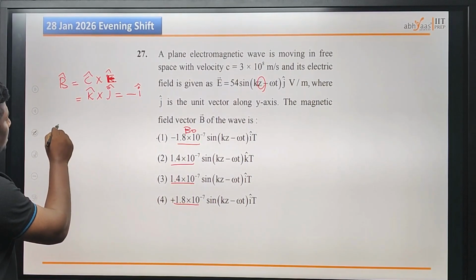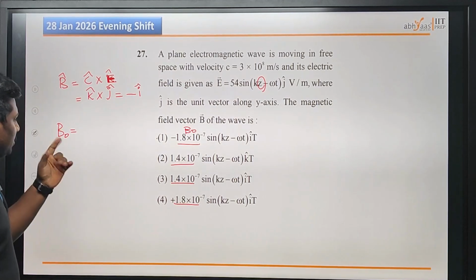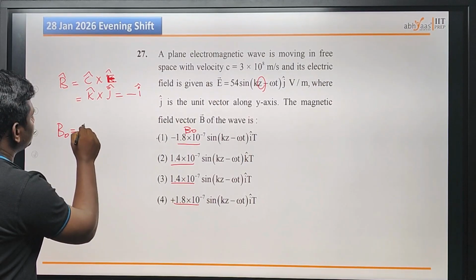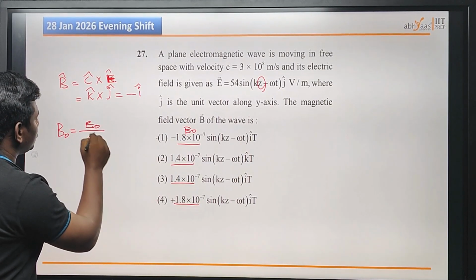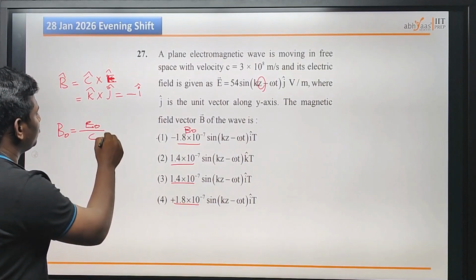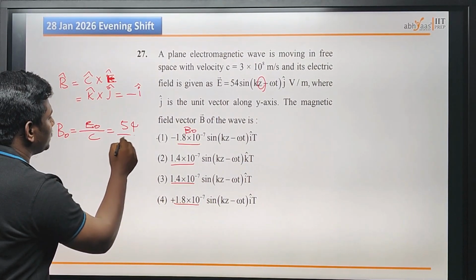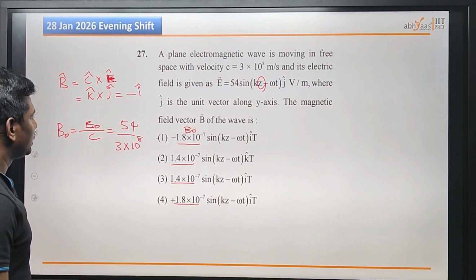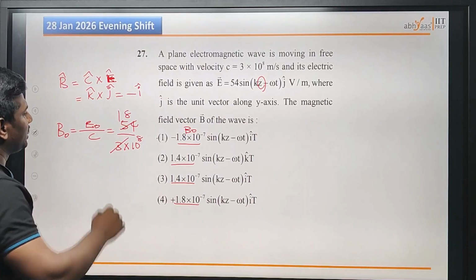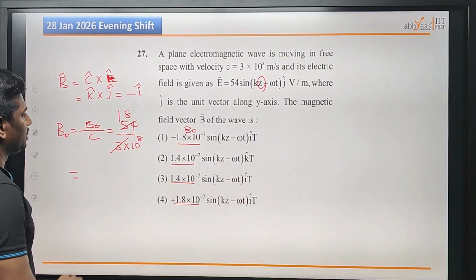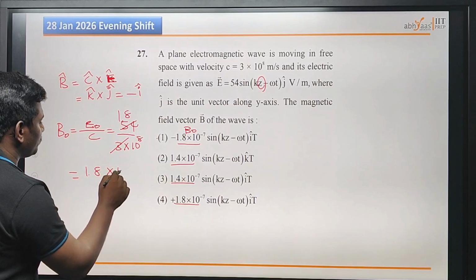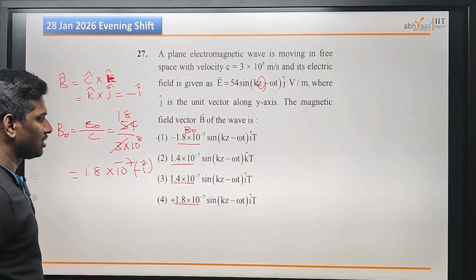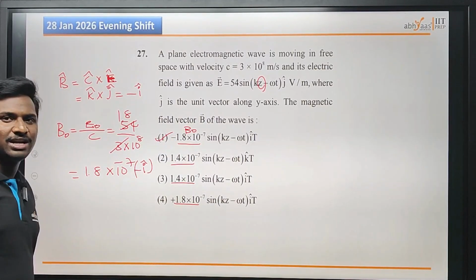So if you want to find the amplitude of the magnetic field, you can simply write E naught by C. What is E naught? 54 by C, that is 3 into 10 to the power 8. So this is 18 times, and from this you can simply write 1.8 into 10 to the power minus 7, in the negative I cap direction. This is your B naught. So what is the answer here? Option 1 is your answer.